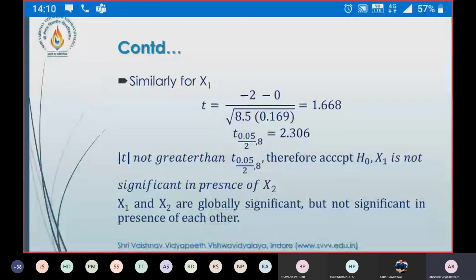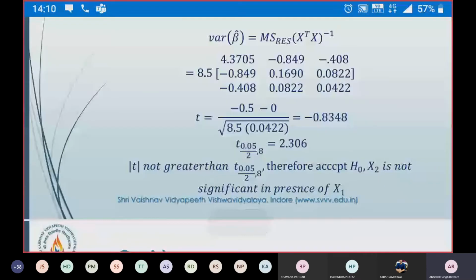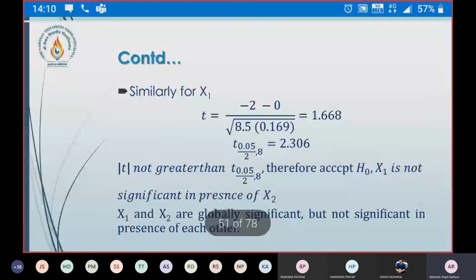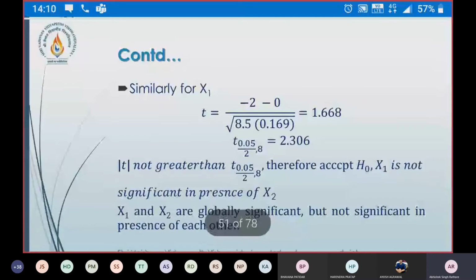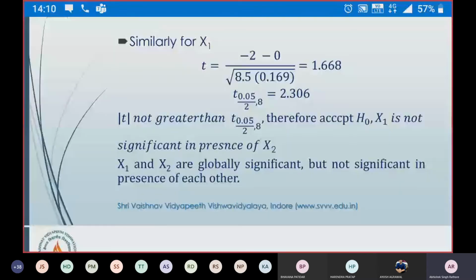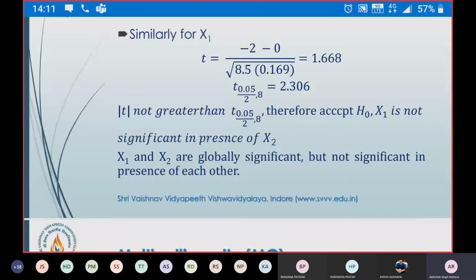So it means that our x1 is not significant in the presence of x2. What we can say is that x1 and x2 are globally significant, but they are not significant in the presence of each other. While we are considering their presence, we are completing their overall 65% variability, while in the case where we check the presence of x1 and x2, both are not significant in the case of each other.